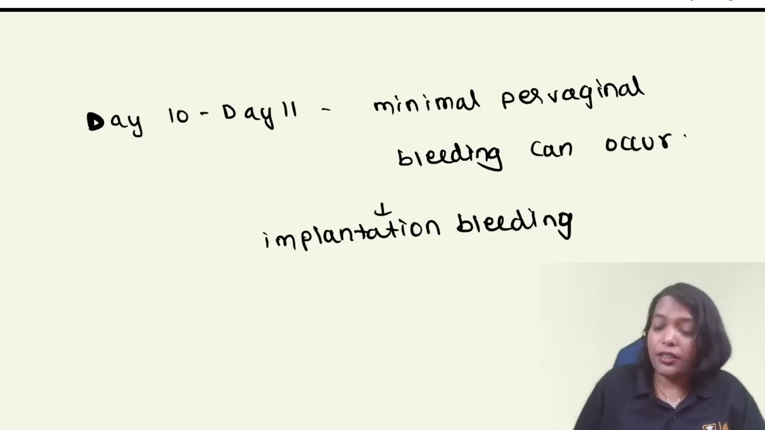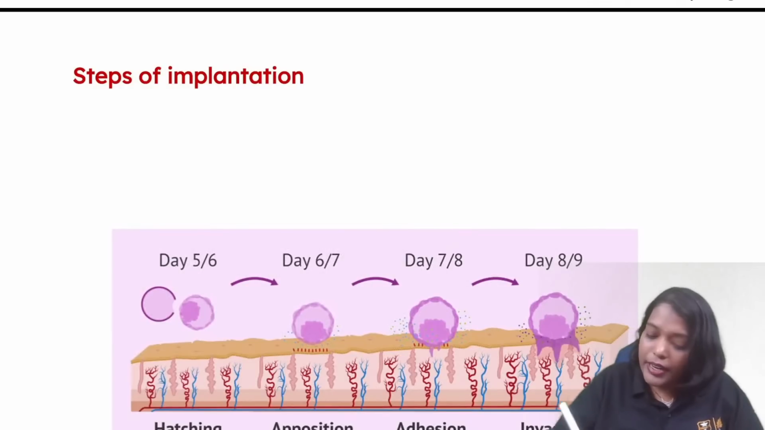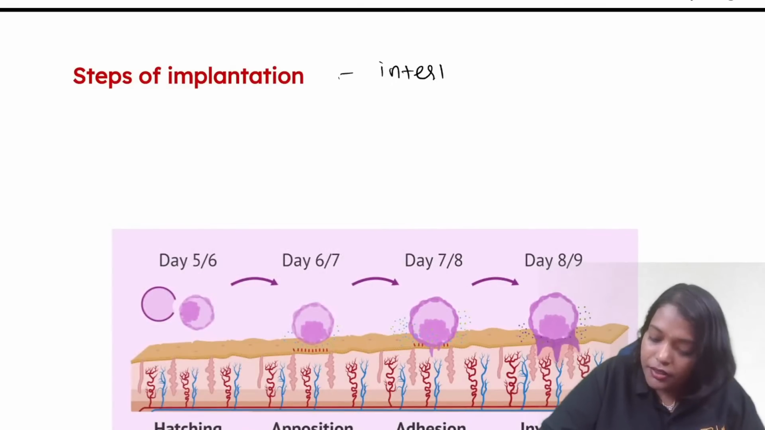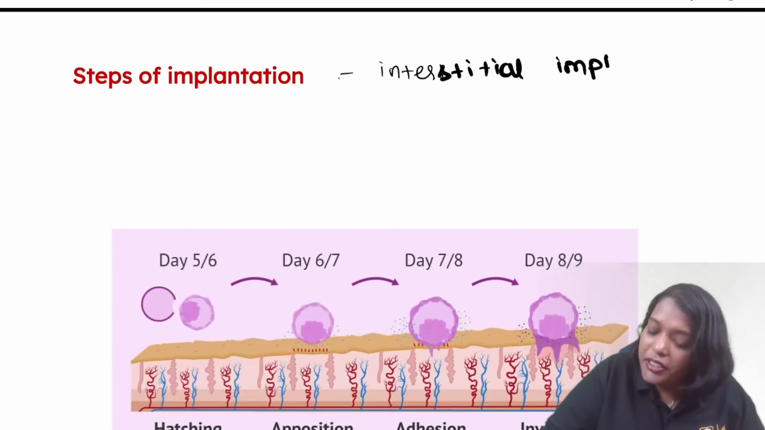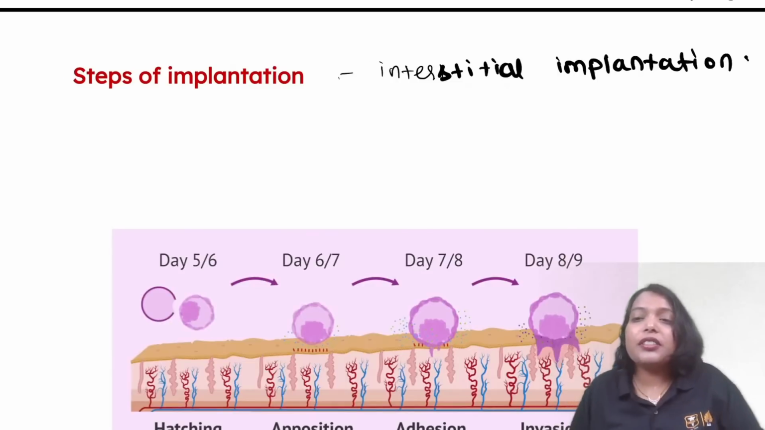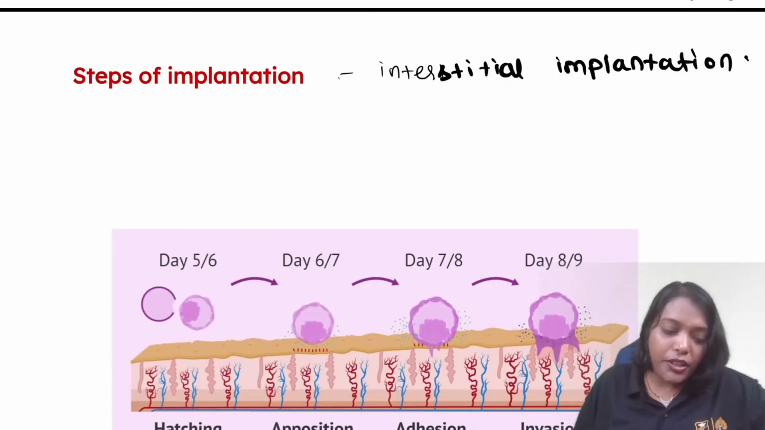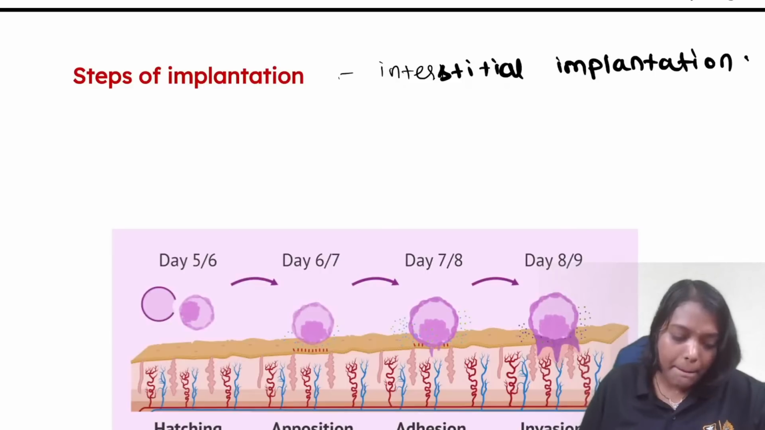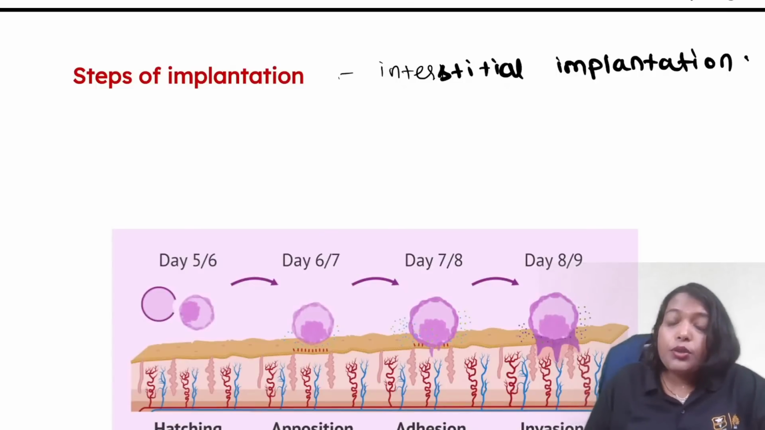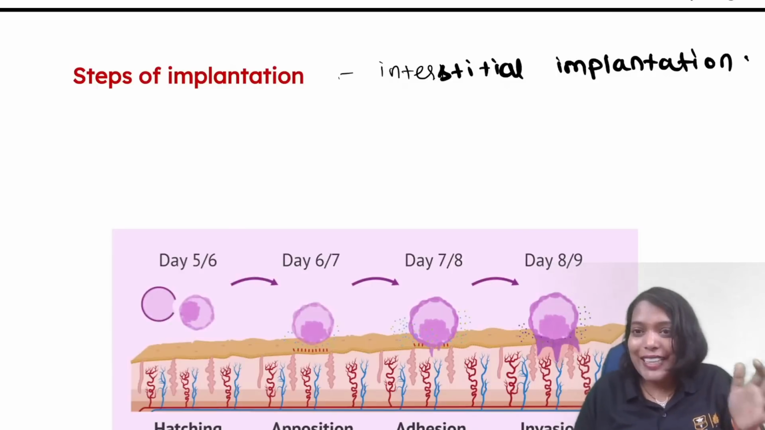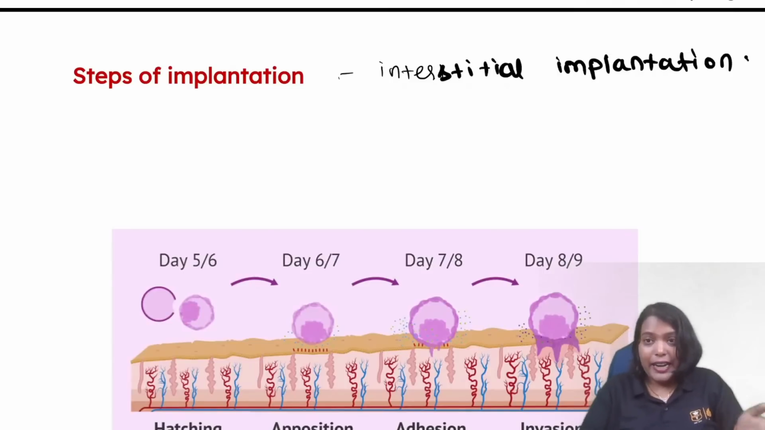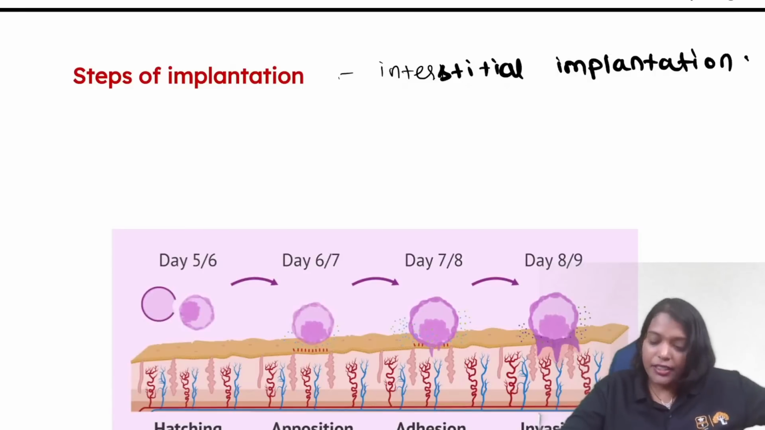Now we'll go about the implantation. So the type of implantation which we have in human beings is called as interstitial implantation. That is, it doesn't go deep, it is in the superficial itself. So in which layer of the uterus implantation takes place? So in endometrium. But in pregnancy, we don't call it as endometrium, we call it as decidua. We call it as decidua, right? So interstitial implantation takes place in the decidua.